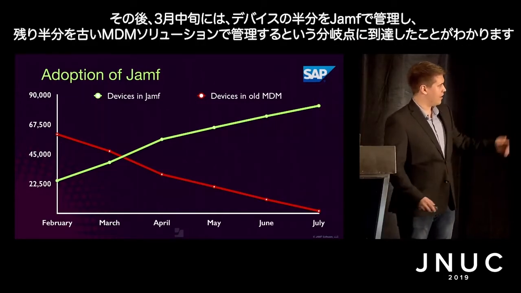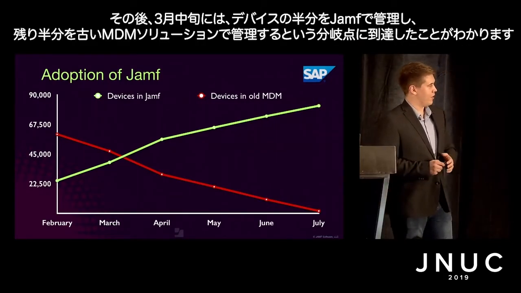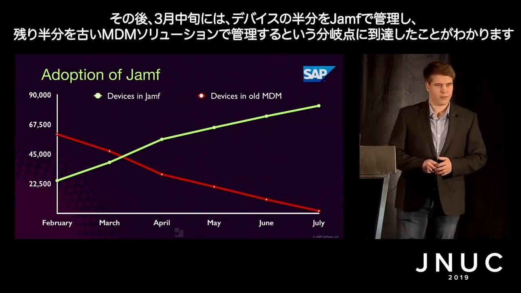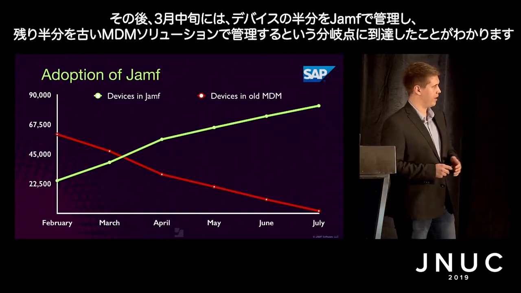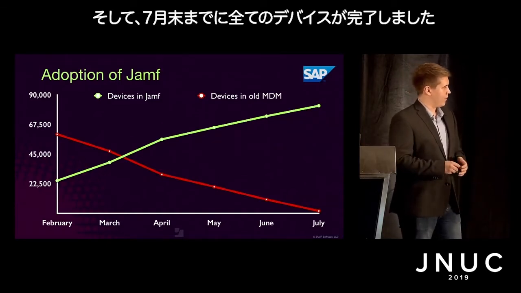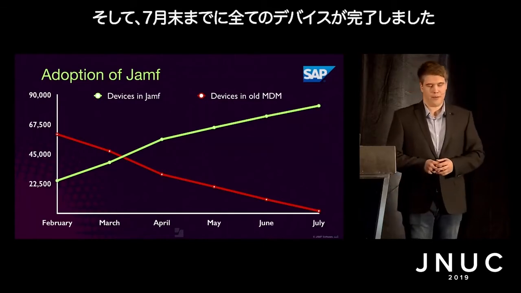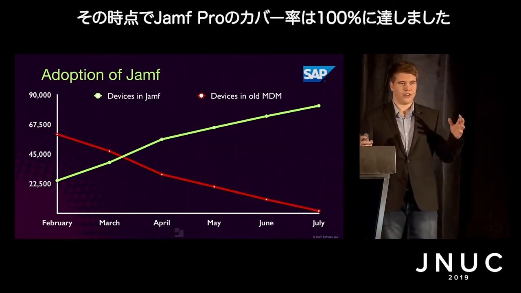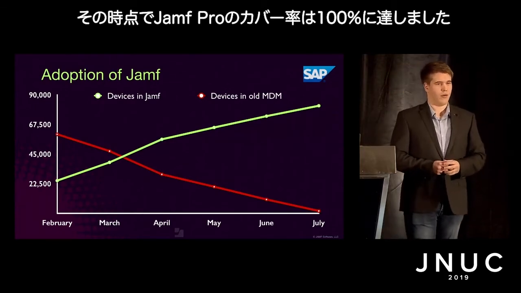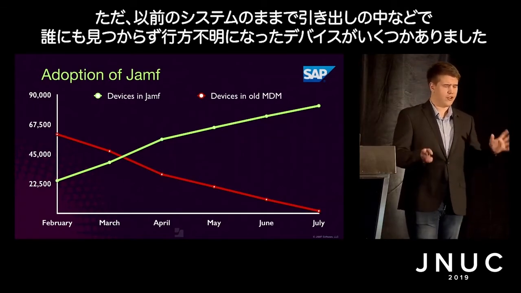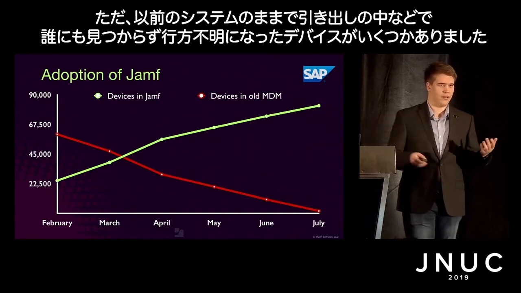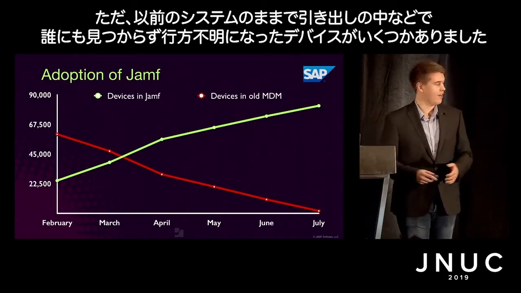So after that, you can see that in mid of March, we kind of reached the intersection where half of our fleet was managed by Jamf and the other half still in the old MDM solution. And then all of that was completely done until the end of July. And at that point, we reached 100% coverage from Jamf Pro for our mobile fleet. There were a few devices left in our old system that were just lost in a drawer somewhere. No one ever found them.